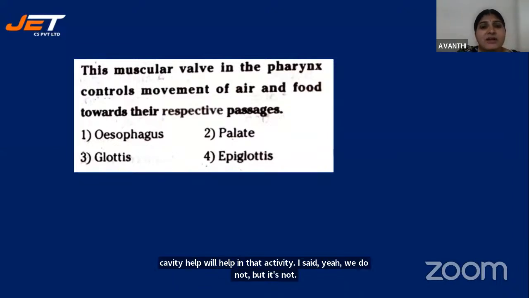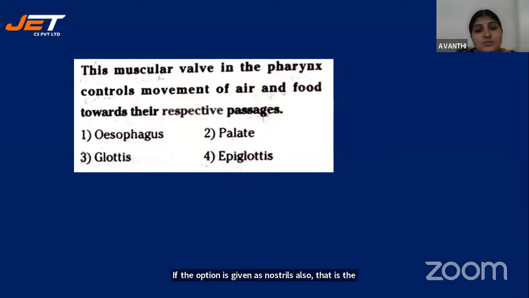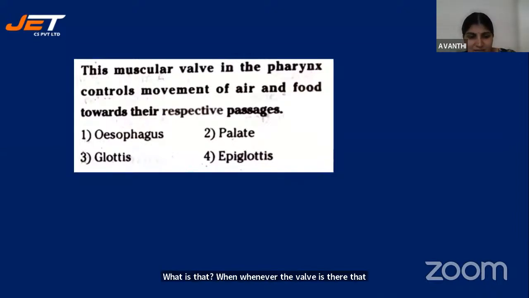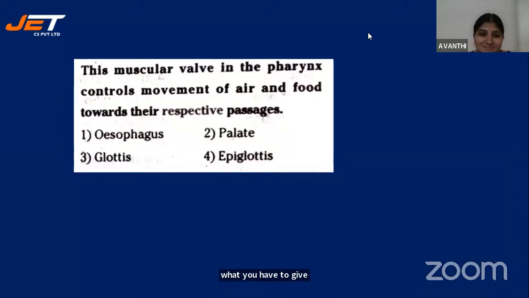Next. This muscular valve in the pharynx controls movement of air and food towards their respective passages. What is that? Whenever the valve is there, that is what? You have to give the answer. Esophagus, palate, glottis, epiglottis. What's the answer? Yes, Manohar. Yes, Renuka, Maunika, Ritika. Very good, very good. Nice. Pavan Sai. Yes, Akshaya. It's not three. It is epiglottis, children.